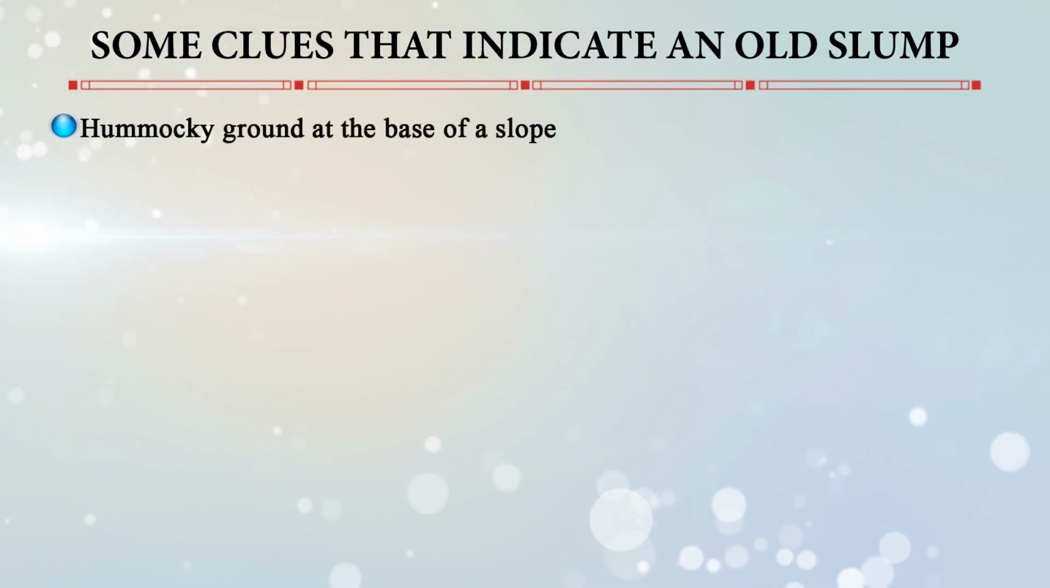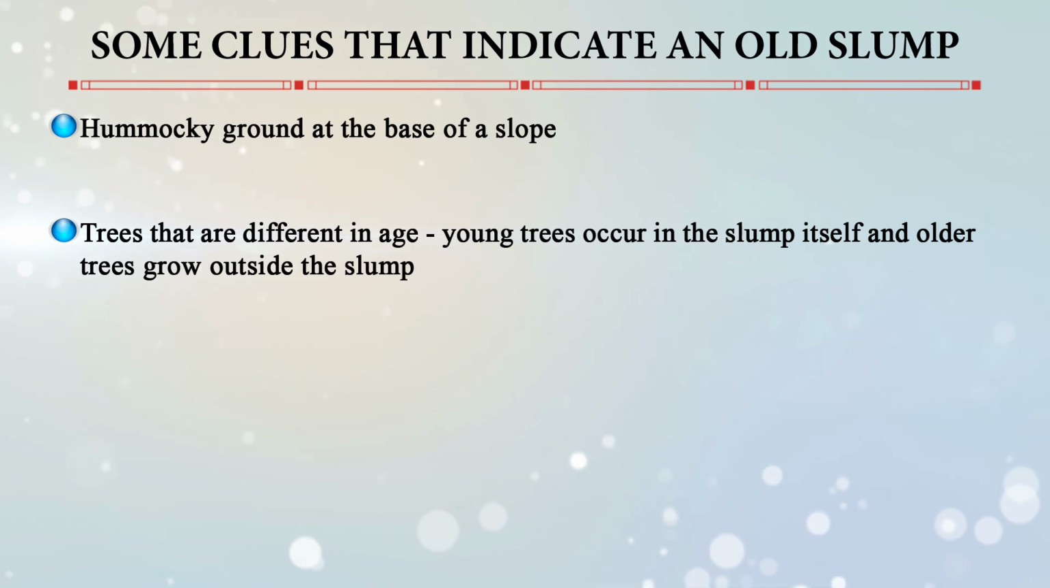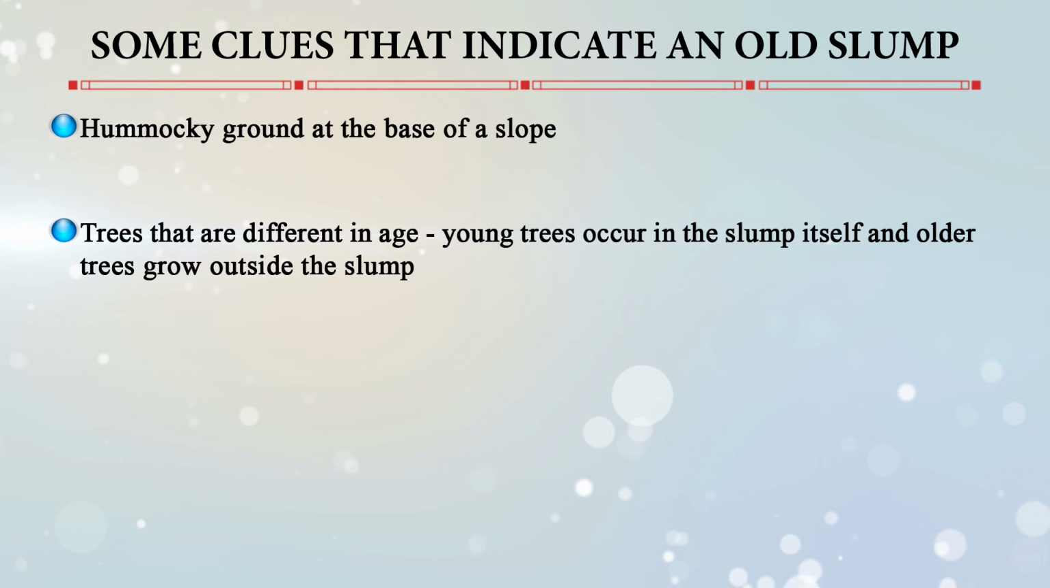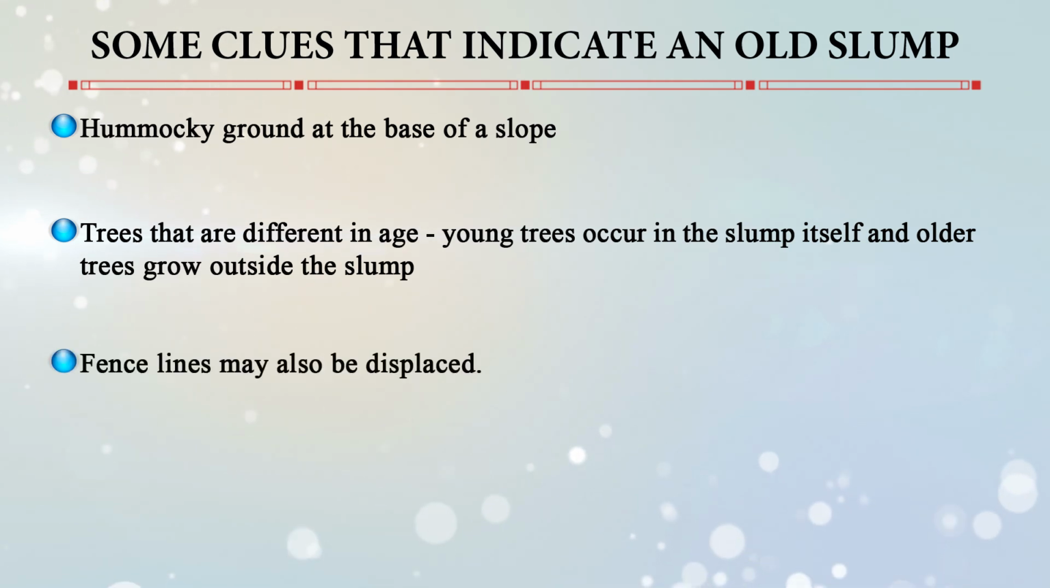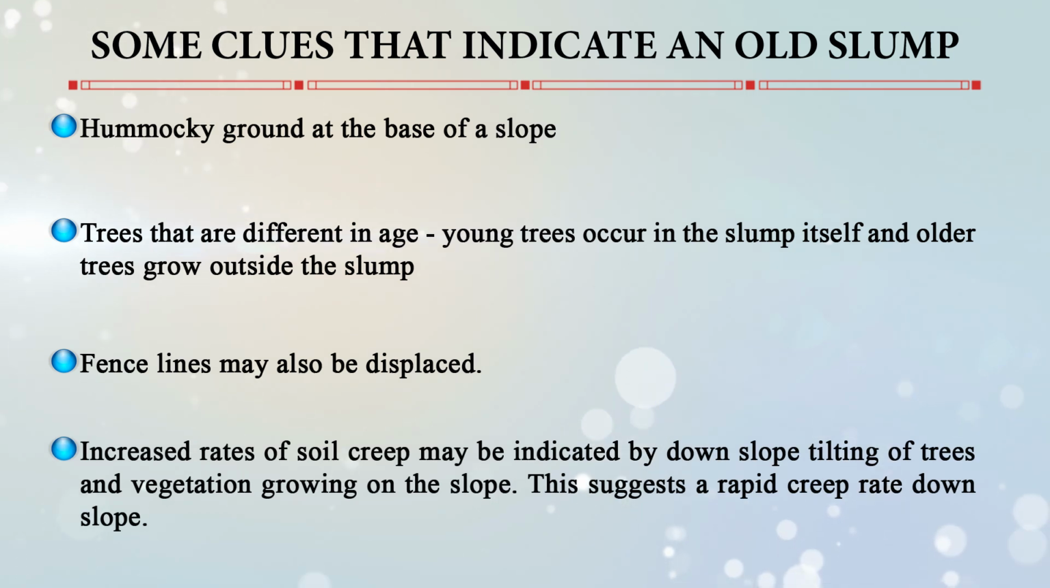Now, what are the clues that indicate an old slump? Hummocky ground at the base of a slope. Sometimes you find trees that are different in age, young ones occur in the slump itself, and older trees grow outside the slump. Sometimes the fence lines may be displaced. Then an increased rate of soil creep may be indicated by downslope tilting of trees and vegetation growing on the slope. This suggests a rapid creep rate which is occurring.